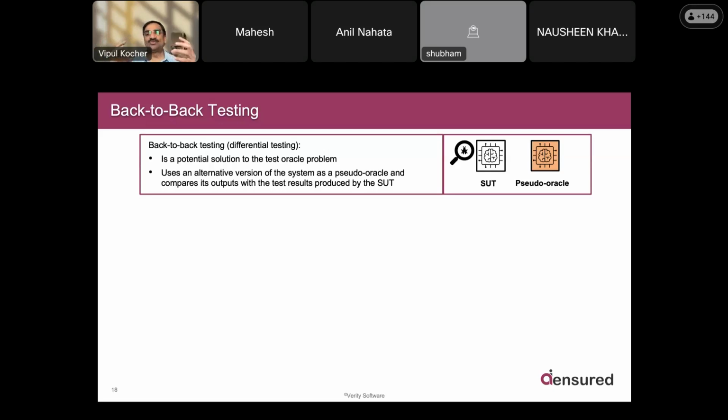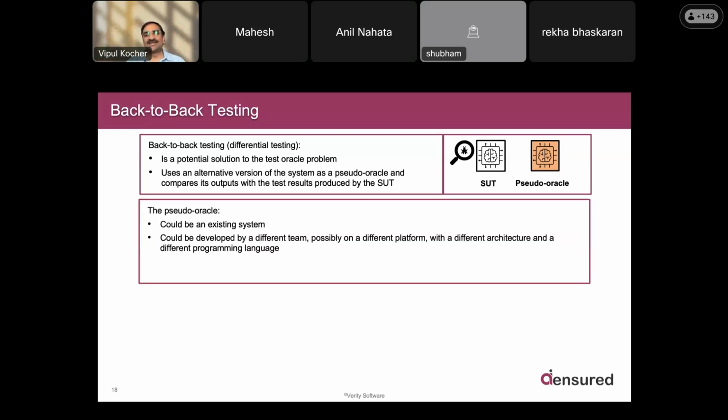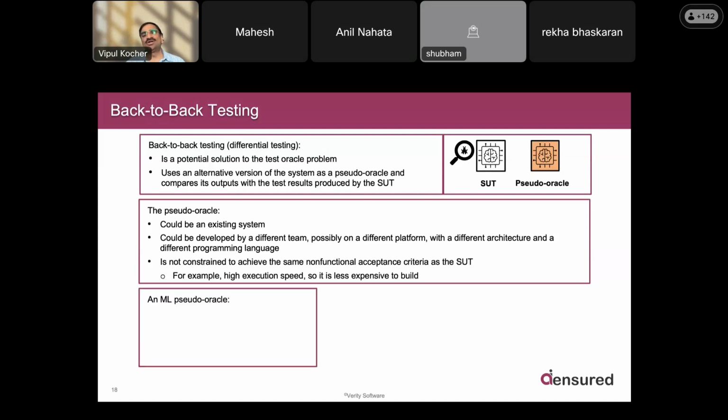To solve this kind of problem, you use back to back testing. So to test AI systems, you need different test methods, and one of the techniques is back to back testing, where you have two different systems. You run the system you want to build, and a system which may be slow, which may be heavy, which may be old, but you know it works correctly. So you basically give your input to the new system and the old system and compare both the results. This is called back-to-back testing. It can be done if you have a pseudo oracle, which could be, as I said, an existing system or a competitor's product, and so on.